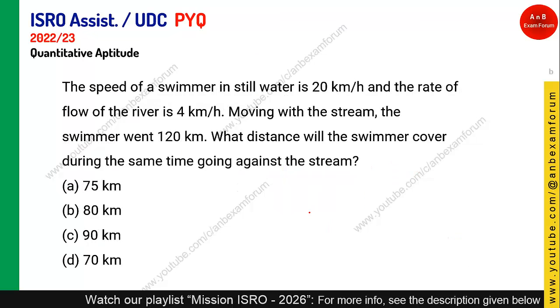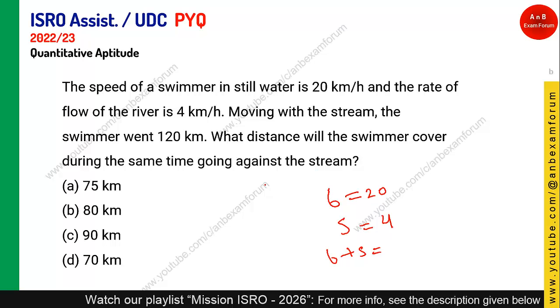Coming to the next question, again you can see it is from boat and stream. So let's read the question and solve simultaneously. The speed of the swimmer in still water is 20 kilometers. So I can say B is 20 kilometers per hour, and the rate of flow of water in the river is 4 kilometers per hour. That is, stream S is 4 kilometers per hour. Moving with the stream, as you know, it is downstream. When we add these two quantities, B plus S, it becomes downstream.